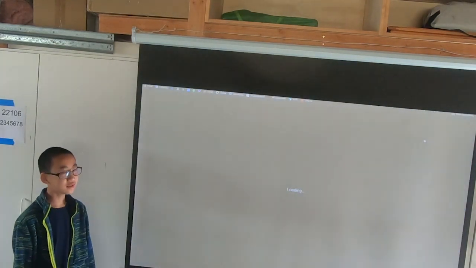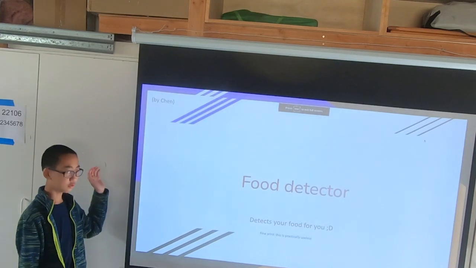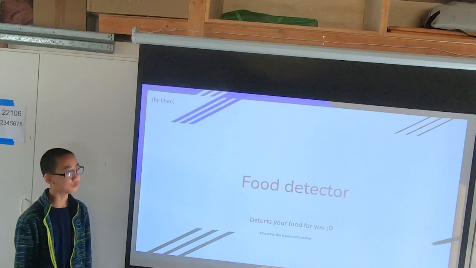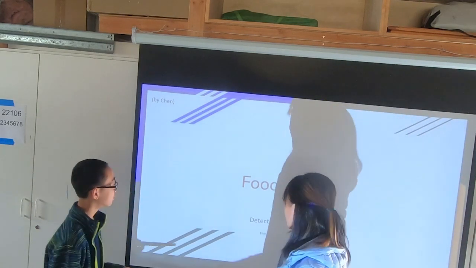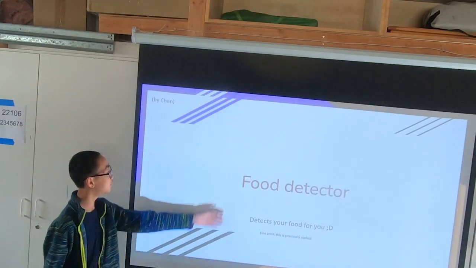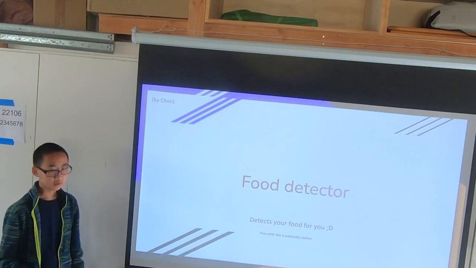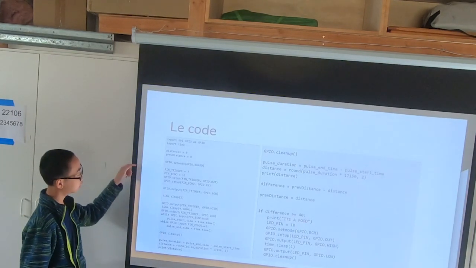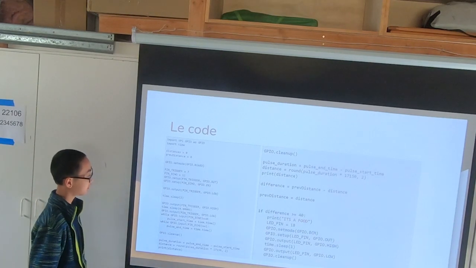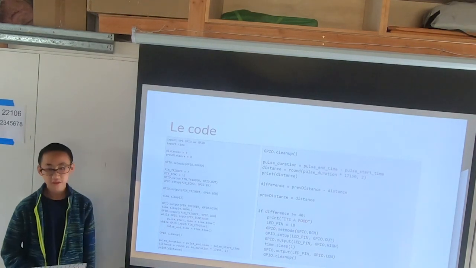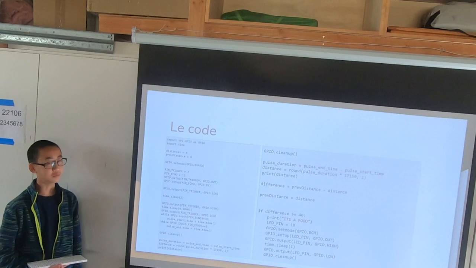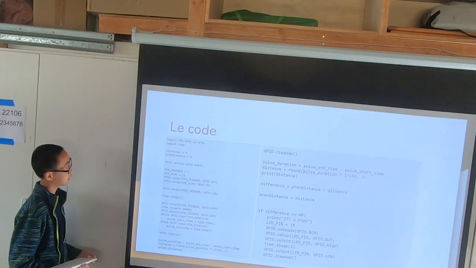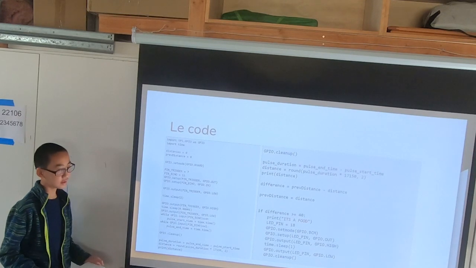So basically, I created this kind of weird project called food detector. And this is the code I used. What the code does is that whenever it senses any object rapidly approaching the sensor, it says it's a food.